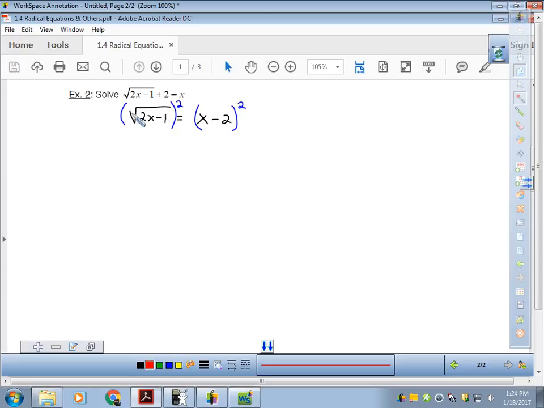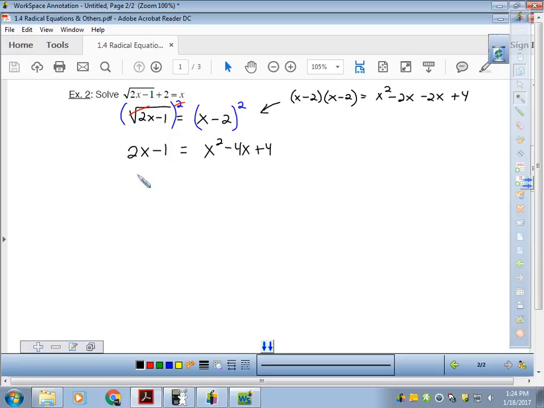Now here on the left-hand side, the square root and the square cancel out, and you just have 2x minus 1. Over here on the right side, you have to be careful. Remember that x minus 2 squared really means x minus 2 times x minus 2. And so you have to actually FOIL it out. X times x, x squared, x times negative 2, negative 2x, negative 2 times x, also negative 2x, negative 2 times negative 2, positive 4. Combine like terms, you end up with x squared minus 4x plus 4 when you square this out.